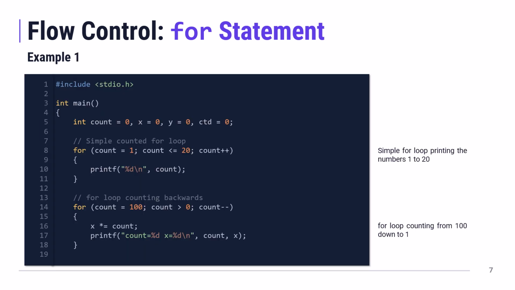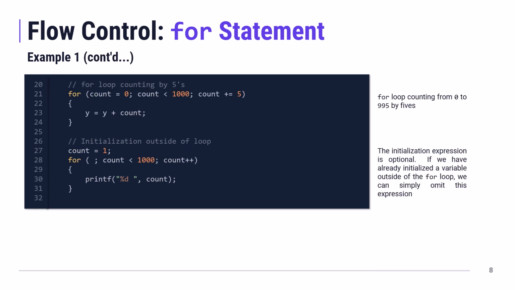Okay, so just a few examples of what we can do with for. Line 8 there is just a simple for loop counting from 1 to 20. On line 14, we can, of course, count downwards if we want to. So we start at 100 in that case. We keep going while the count is greater than 0. And each time we are going to decrement the counter instead of incrementing. We don't have to increment or decrement by ones. So on line 21, we are incrementing each iteration by 5, so counting by 5s. The initializer expression is also optional.